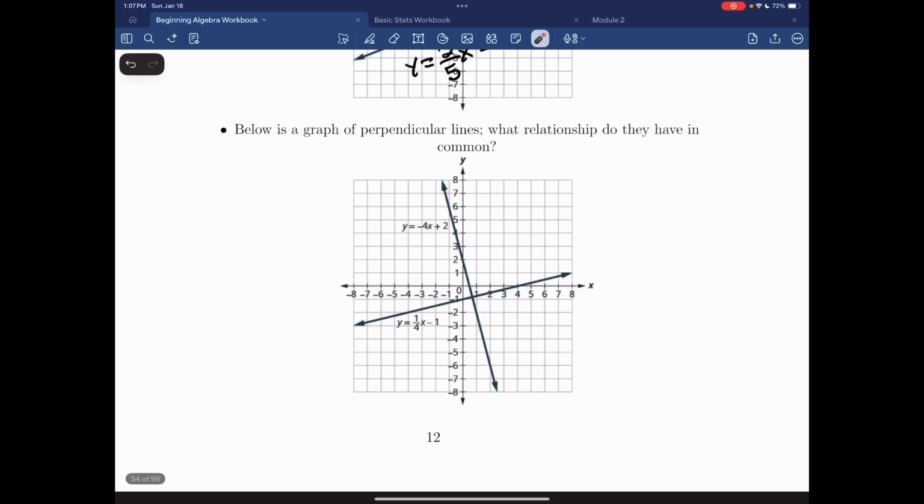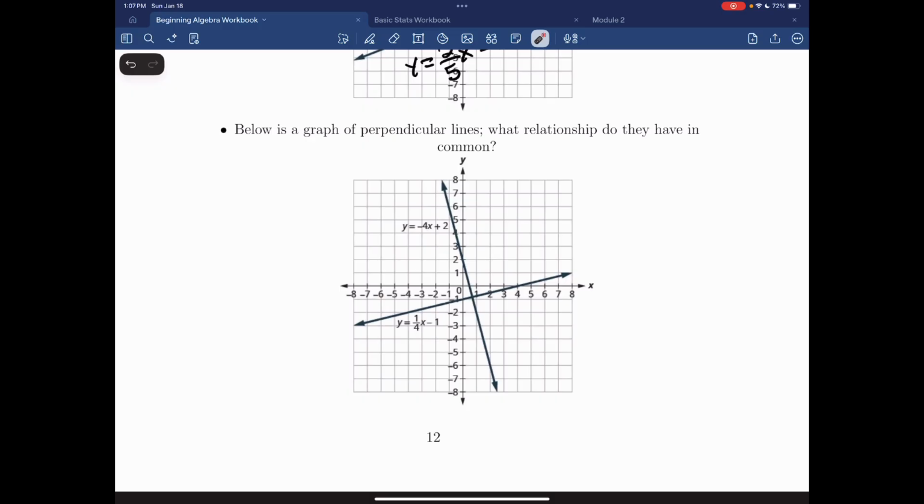Looking at this graph, we have a graph of two perpendicular lines. And I encourage you to pause the video and see if you can figure out what relationship they have in common. This one's a little bit more tricky to figure out, but I encourage you to pause the video and work through it for a minute. See if you can figure it out. And assuming you have worked through it, let's go through this together. So this line here, we have y equals -4x plus 2 and this side is y equals 1/4 x minus 1.